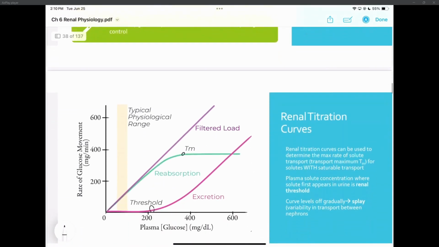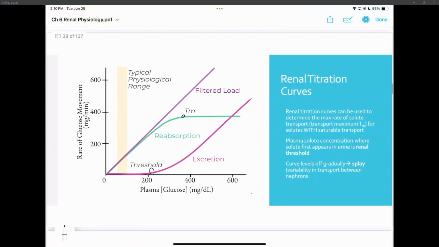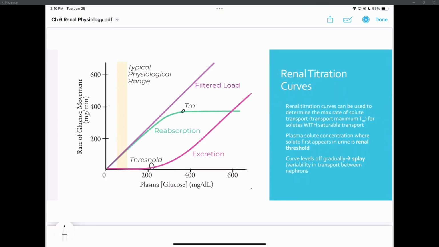So there's this graph here, these renal titration curves. Don't go crazy, try to know what this is. This picture is just to show you that with these transport mechanisms, there is a saturation point. This is looking at plasma glucose. Your normal glucose is right here in that typical physiological range, probably 60 to 100 is that bar. That's a normal blood glucose level, 60 to 100.